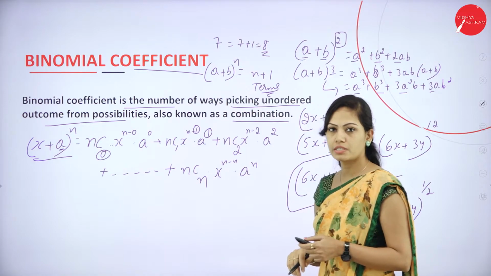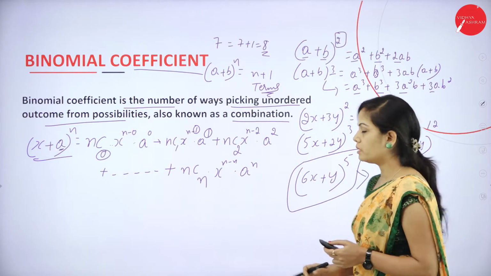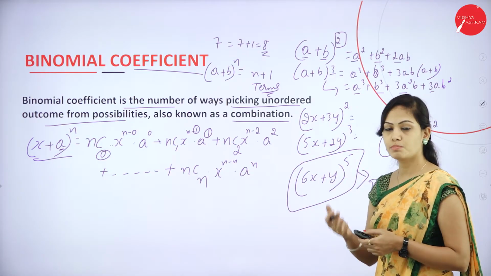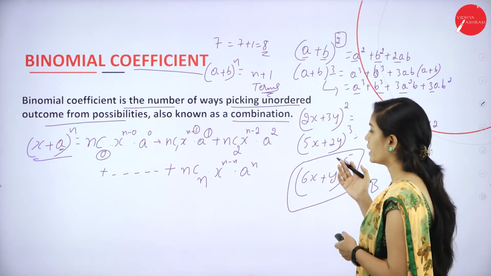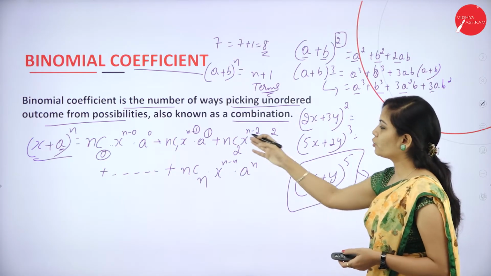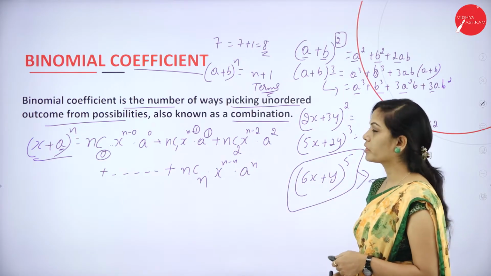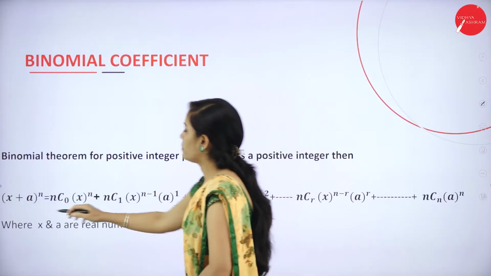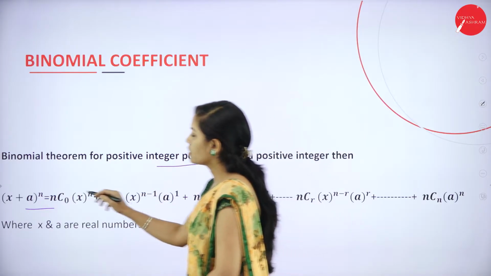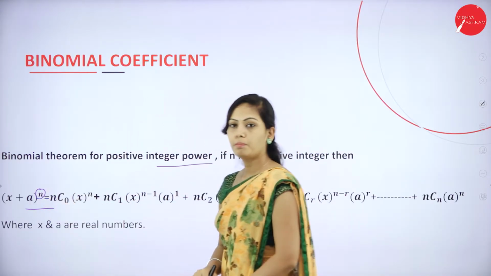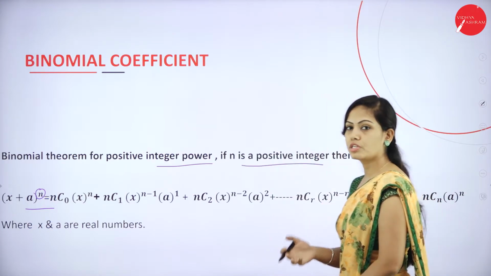Please remember this concept. Please remember the formula. You have to apply it while doing the problems. If you get the power value more than 2 or 3, or if you get fractional parts, or if you get root values, so easily you can simplify by using this binomial coefficient or binomial expansion. So the formula, binomial theorem for positive integer power. So power value is n. n means positive integer. If n is a positive integer, then what is the formula?